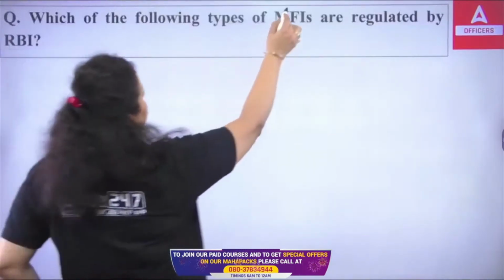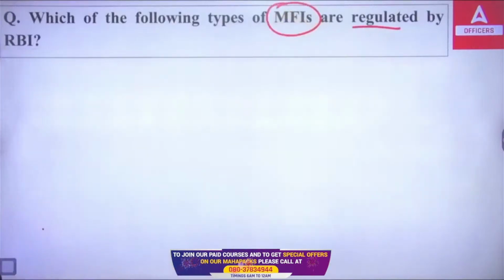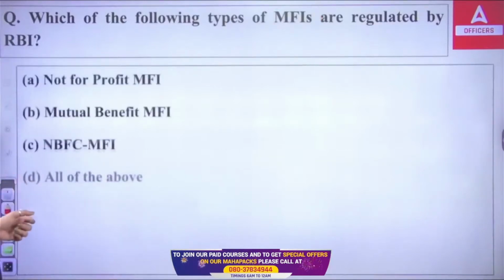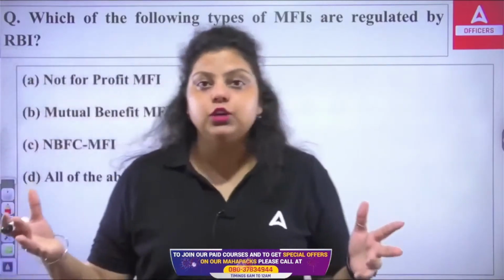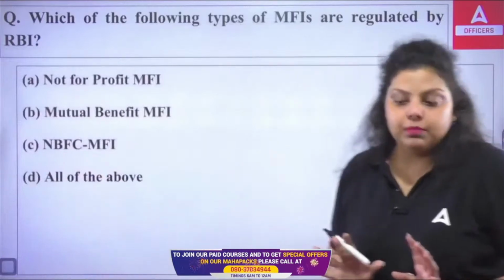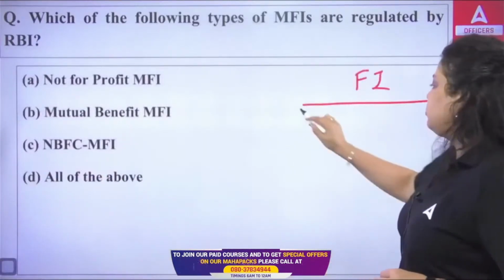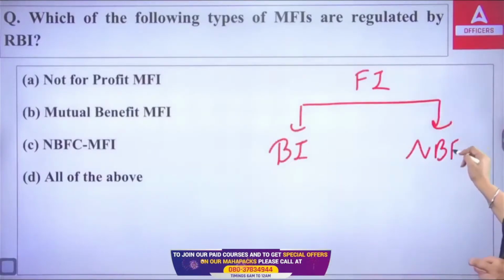Which of the following types of microfinance institutions are regulated by RBI? First of all, there are three types of microfinance institution, and out of those three, which will be regulated by RBI? If I talk about banking institutions or non-banking financial institutions, they are all regulated by RBI in the end. So we know financial institutions are divided into two parts: banking institutions and non-banking financial institutions.